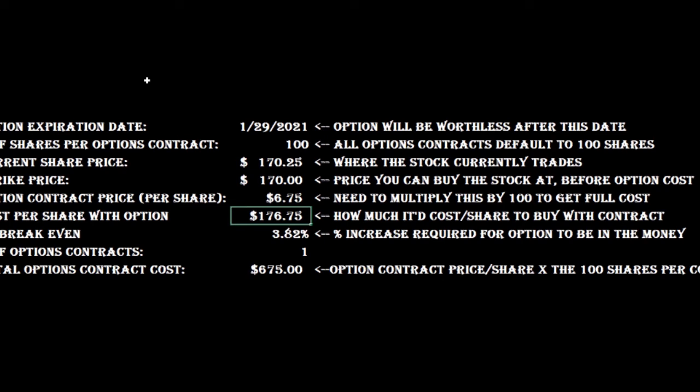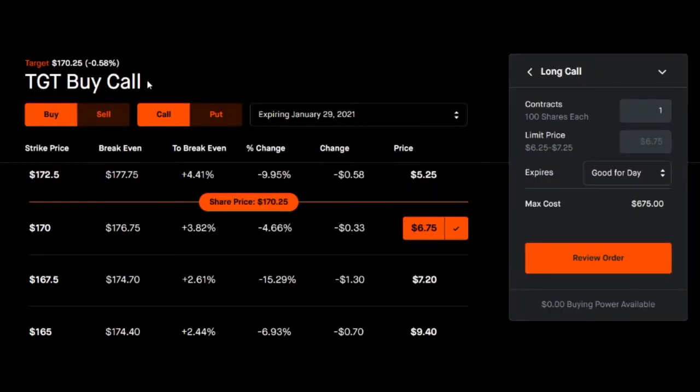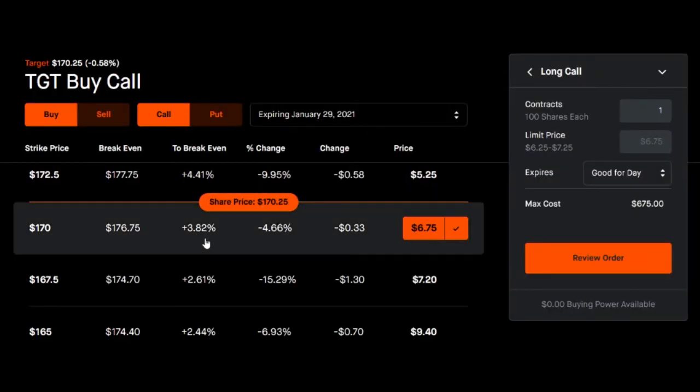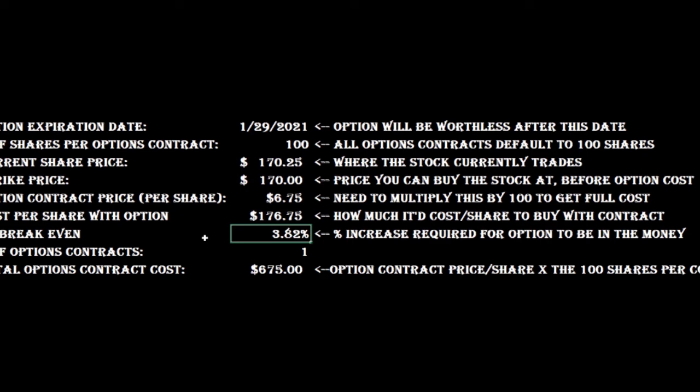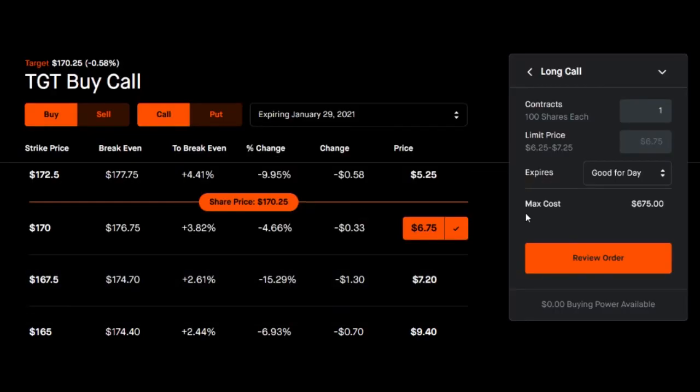And then it shows you the break-even percent. So in this particular example, the stock would actually need to go up by 3.82%, which if we look back over here is exactly what Robinhood is showing. So that would need to be increasing by that 3.82% in order for you to break even, if you were going to hold on to this with the intention of actually executing this. And then just down here, we can see that $675 is your total options contract cost, which is exactly what Robinhood is showing you over here.